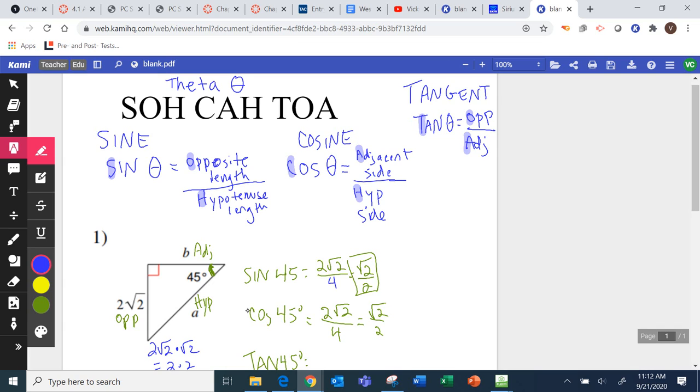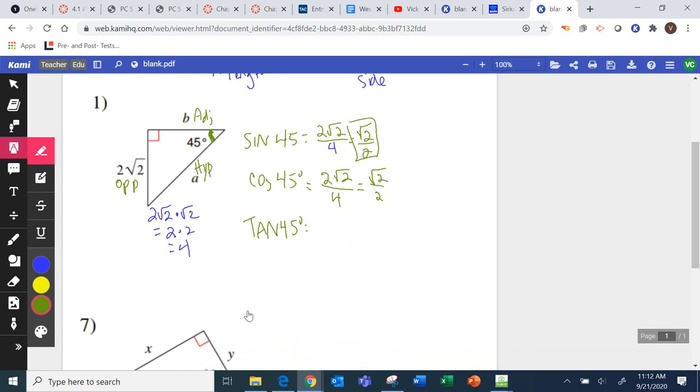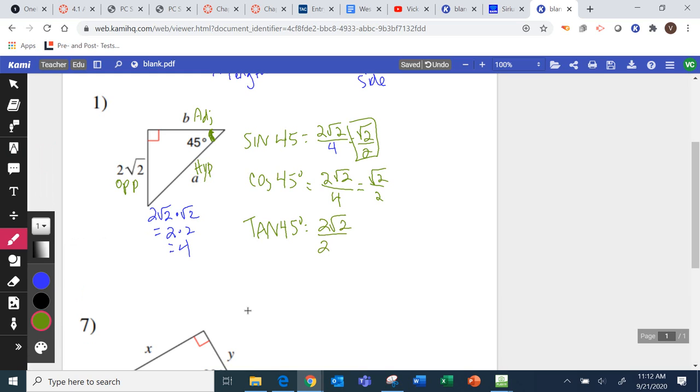SOHCAHTOA. Okay. So tangent for this 45-degree angle is going to be the opposite of the 45, which is 2 radical 2, over the adjacent, which is also 2 radical 2, which is 1.